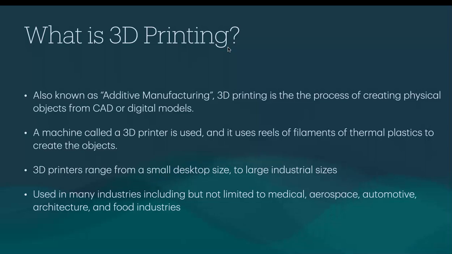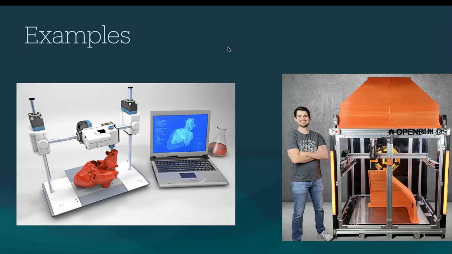So obviously a machine called a 3D printer is used, and it uses reels of filaments made out of thermoplastics to create the objects. So essentially it's like a malleable plastic, and that's one of the main materials used in the process. And 3D printers can range from a small desktop size to large industrial sizes. They are used in many industries, including, but not limited to, medical, aerospace, automotive, architecture, and food industries, just to name a few.